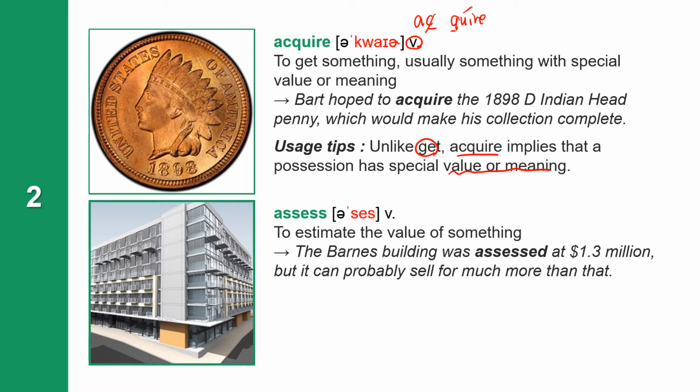Acquire. Next one, assess. Assess is a verb and it has two syllables, A-S-S-E-S-S, with stress on the second syllable. Assess means to estimate the value of something. The Barnes building was assessed at 1.3 million, but it can probably sell for much more than that. Assess.